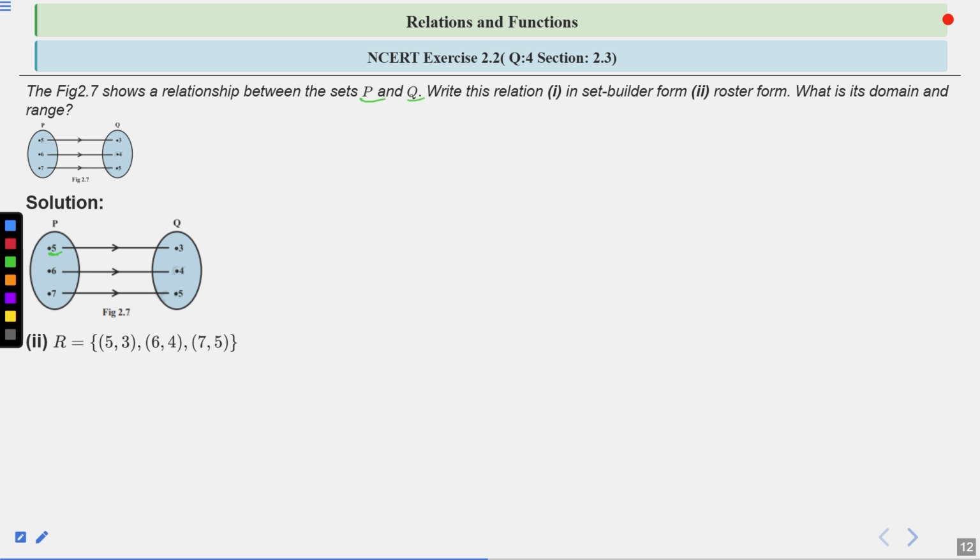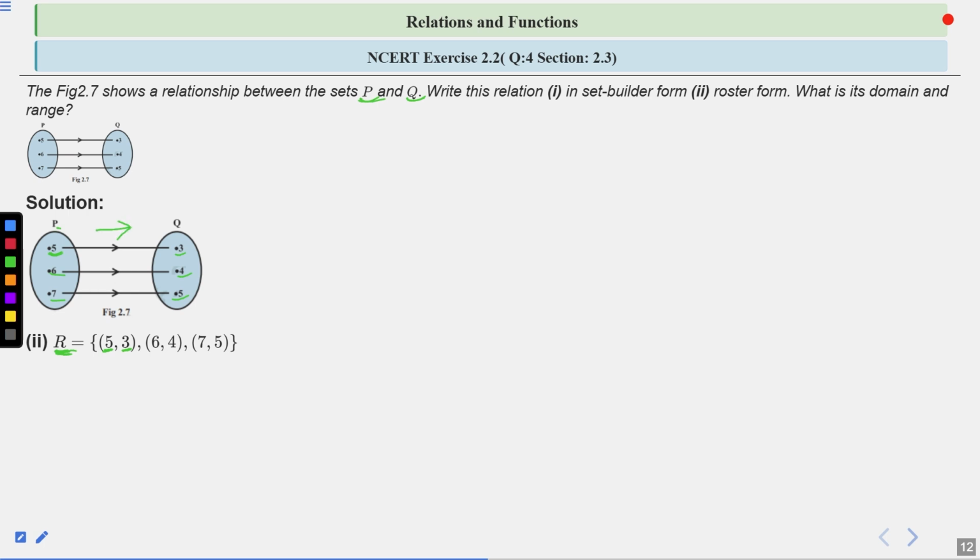P to Q set, meaning this relation R must be a subset of P cross Q, meaning the first element of your ordered pair must be from the set P and the second element must be from Q. So we are going to write (5, 3), (6, 4), (7, 5), not the other way around. Clear? We are not writing (3, 5), (4, 6) and (5, 7) because this relation R is from P to Q.